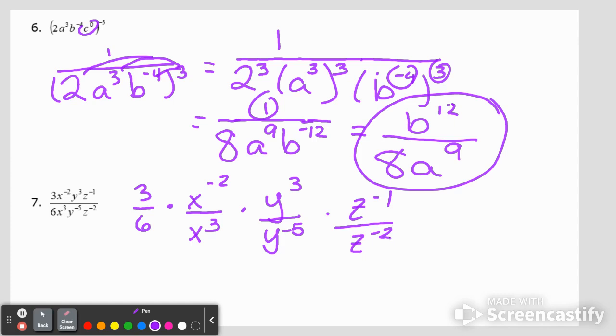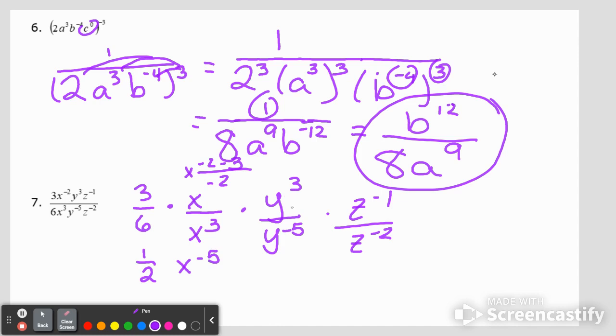So take this one bite at a time. 3 over 6 is going to leave me with 1/2. X to negative 2 over 3, so this is going to be like x to negative 2 minus 3, which would be x to the negative fifth.